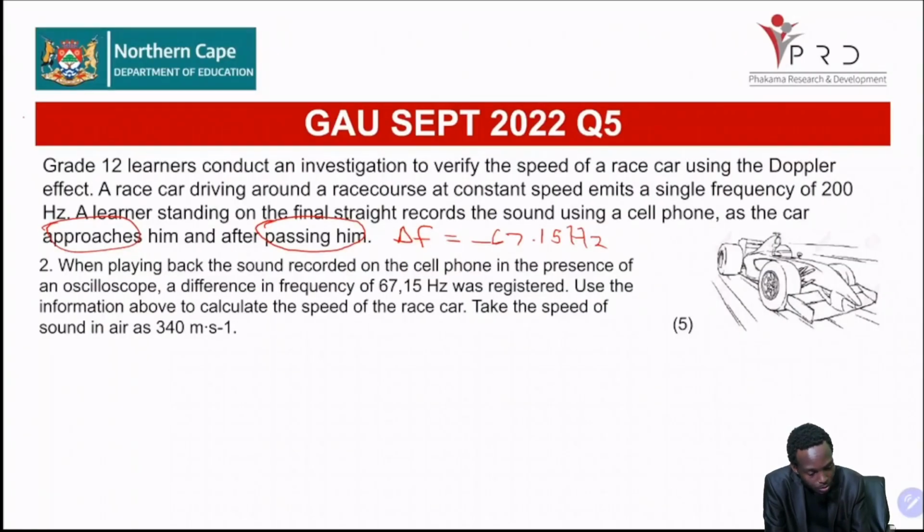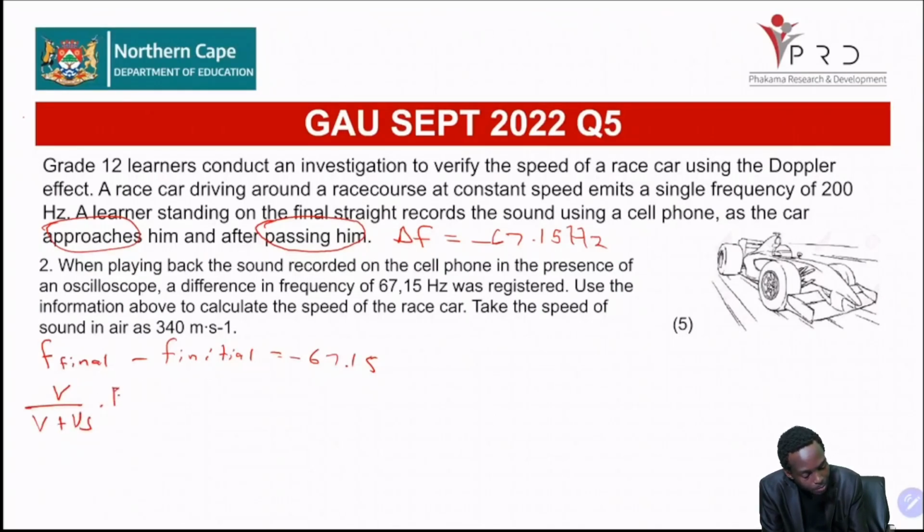Now, let's have a look at this. So this is to say the final frequency subtract the initial frequency. This must give us negative that, right? Okay, when I substitute, I'm going to say V divided by (V + Vs) multiplied by Fs, minus V divided by (V - Vs) multiplied by Fs.